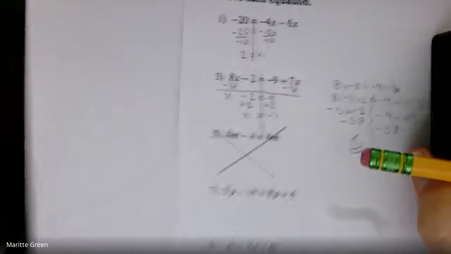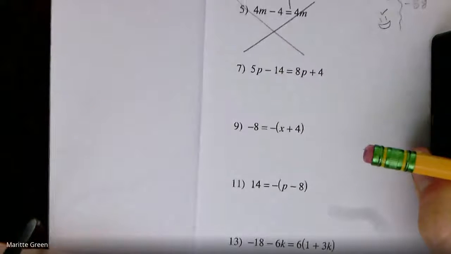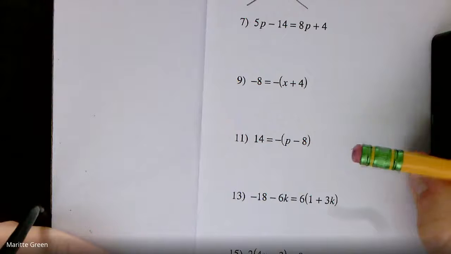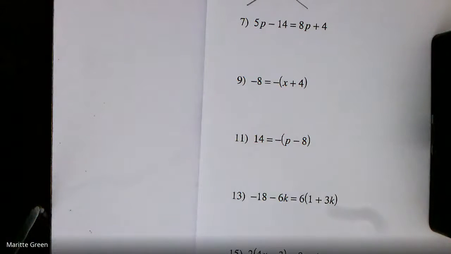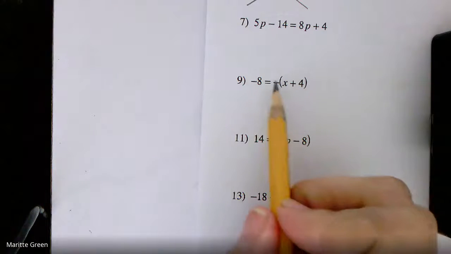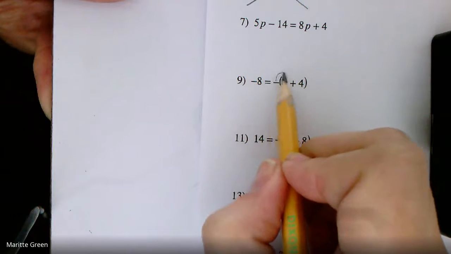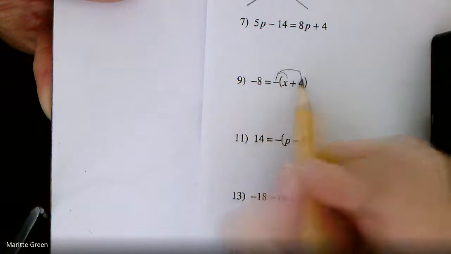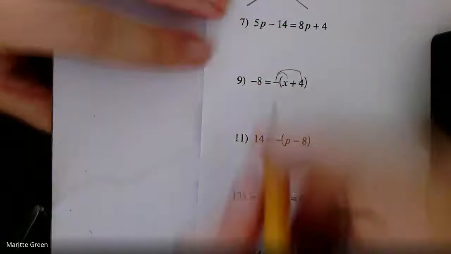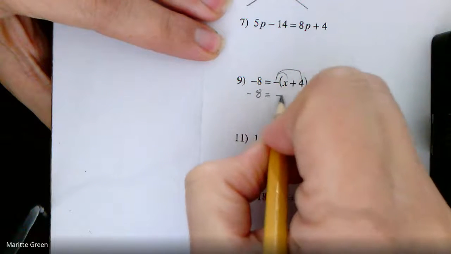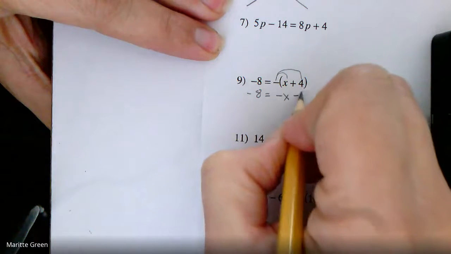All right, now I'm going to do the next one. I'm not doing 5. You can't do 5. You can do 7 if you want. I'm going to go ahead and do number 9. On number 9, you've got a negative sign right here. I'm going to distribute that negative 1. Remember, it's just a negative 1 into the parentheses. So I get negative 8 equals negative x minus 4.